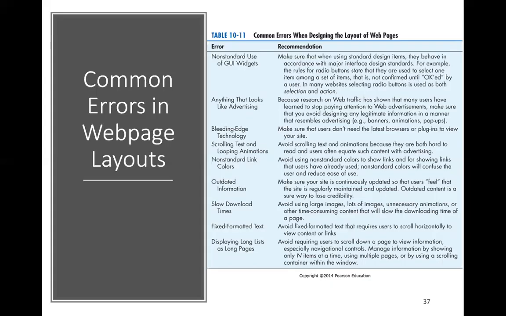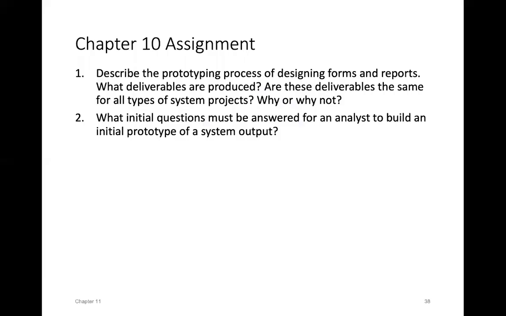This is our chapter 10 assignment. Question 1: describe the prototyping process of designing forms and reports. What deliverables are produced? Are these deliverables the same for all types of system projects? Why or why not? As a group, I want you to think about and come up with good answers for these three questions. Are they always going to be the same? If so, why? If not, why not?